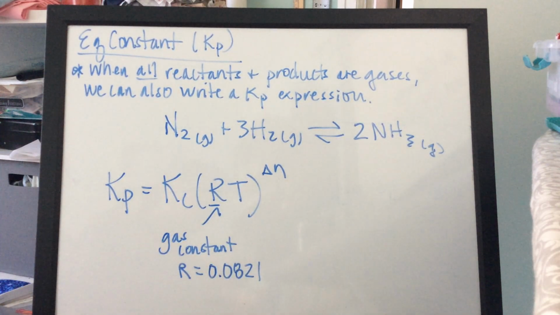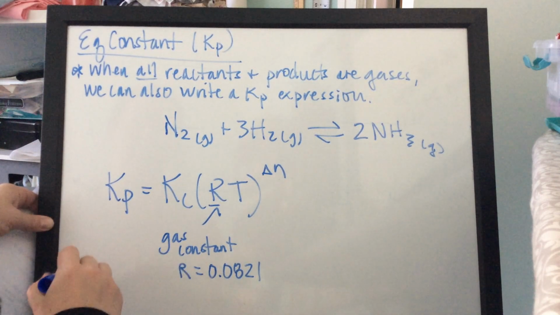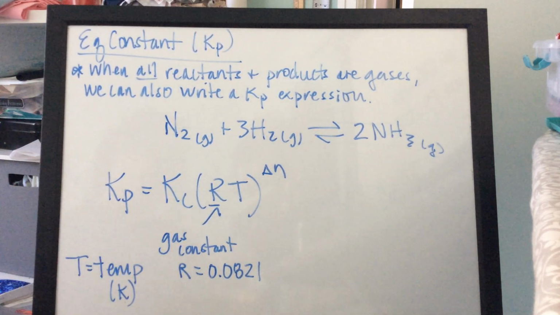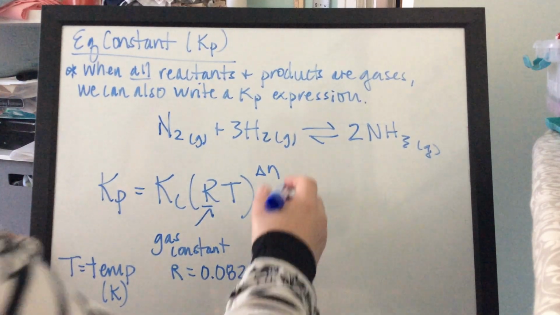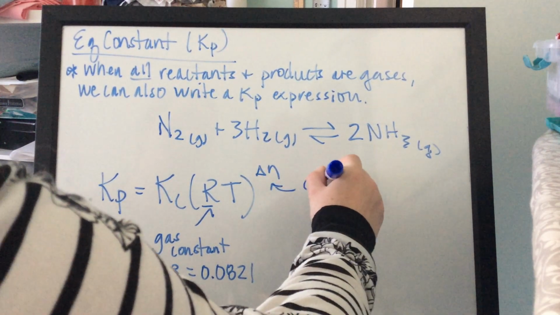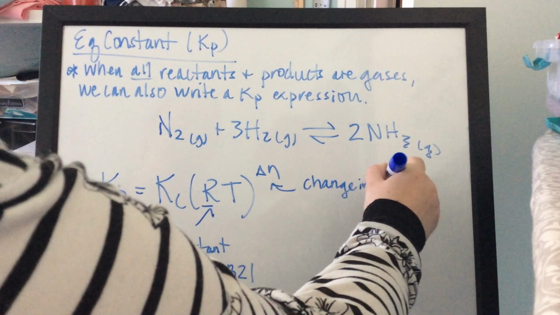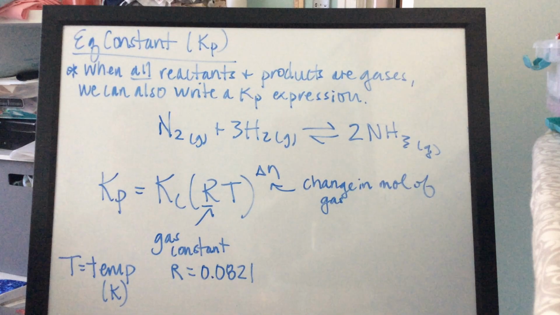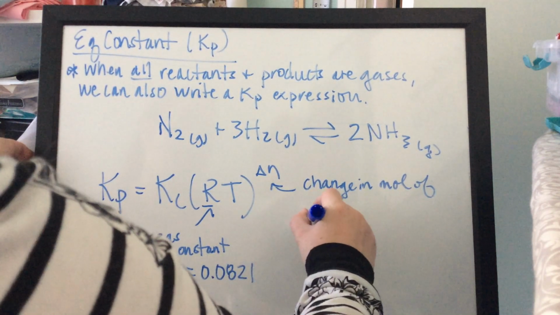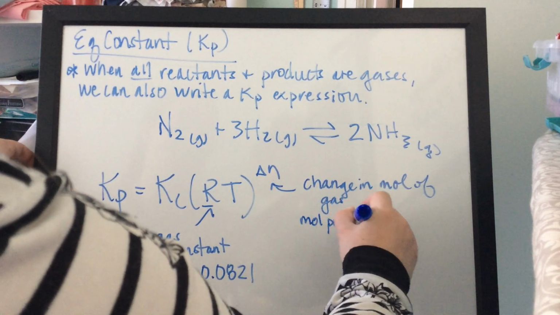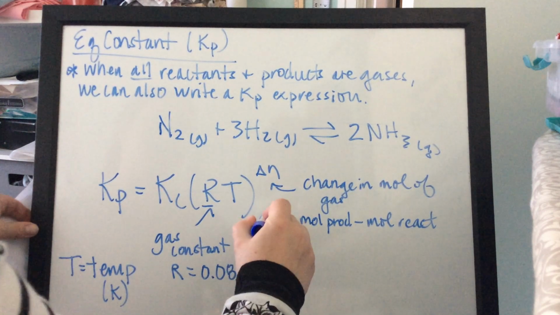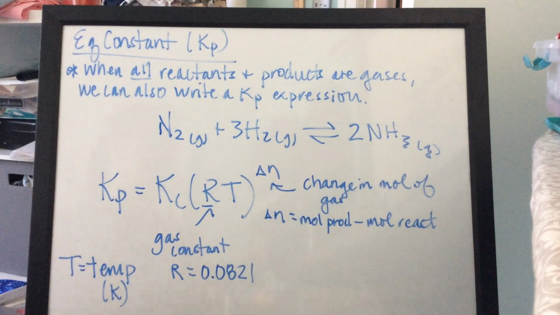Okay, the 0.0821, where T is temp in Kelvin. And delta N is the change in moles of gas, and it is moles of product minus moles of reactant who are gases. So this seems complicated, but it's not at all.